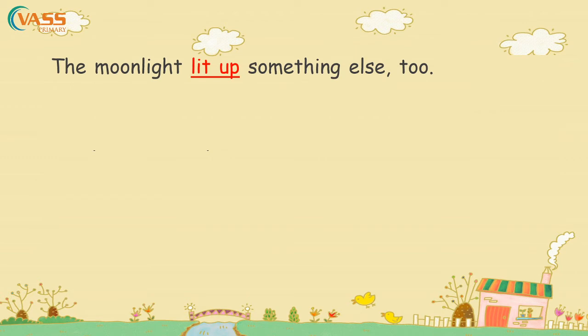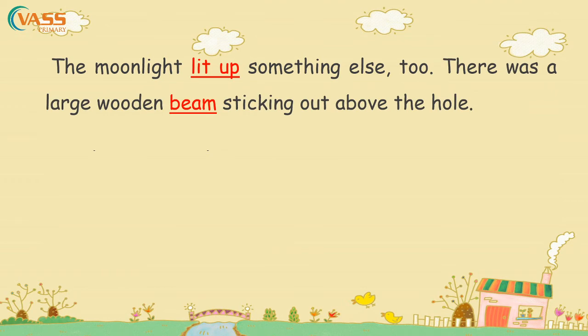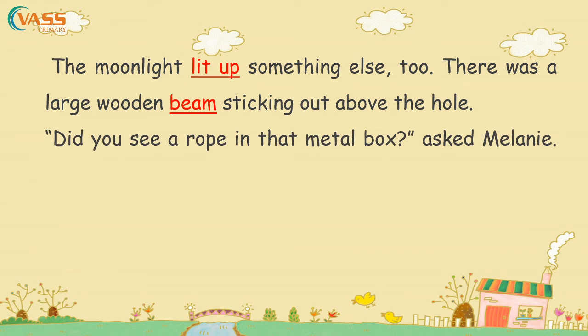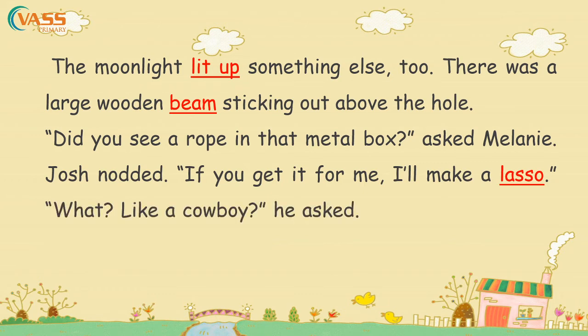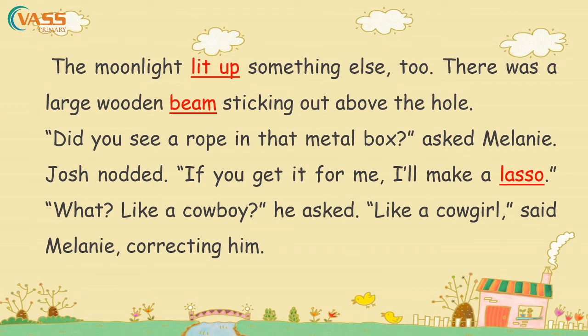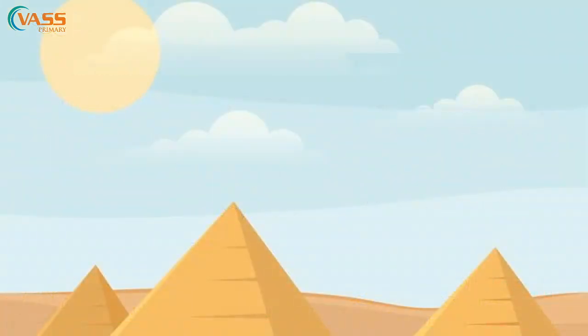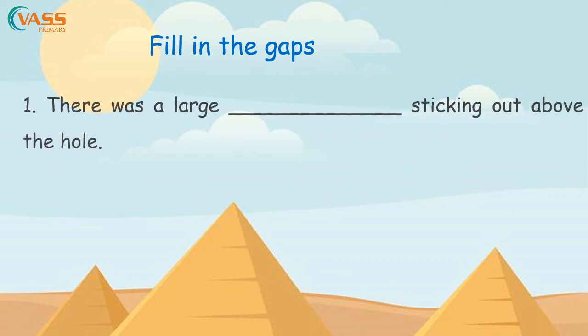Continuing. The moonlight lit up something else too. There was a large wooden beam sticking out above the hole. "Did you see a rope in that metal box?" asked Melanie. Josh nodded. "If you get it for me, I'll make a lasso." "What? Like a cowboy?" he asked. "Like a cowgirl," said Melanie, correcting him. Remember to underline your words, and now let's fill in the gaps.